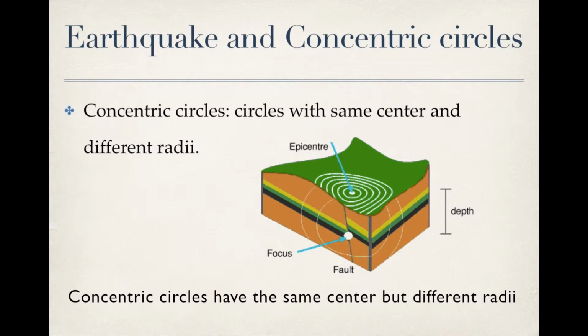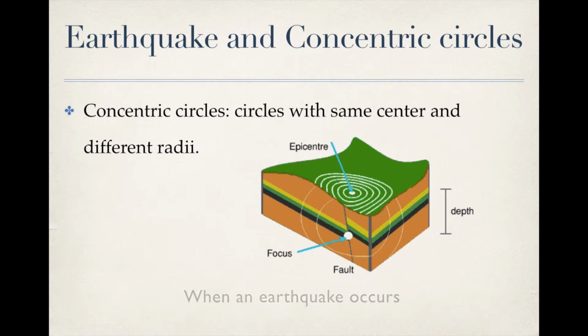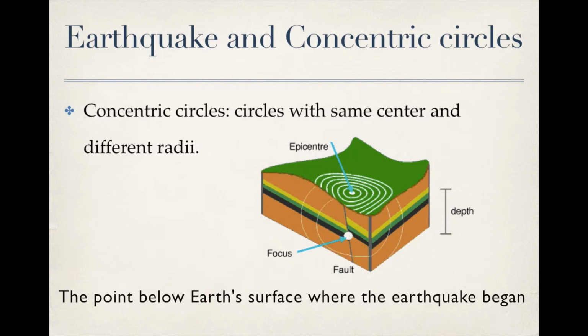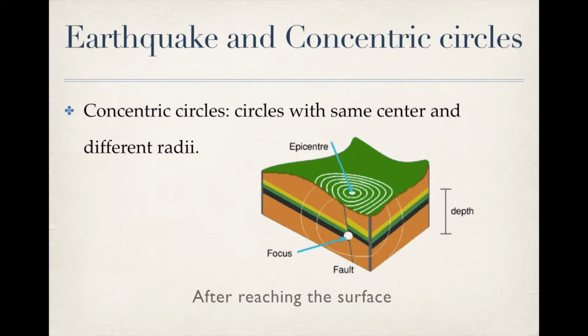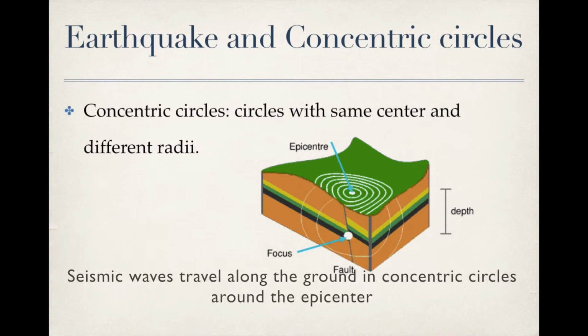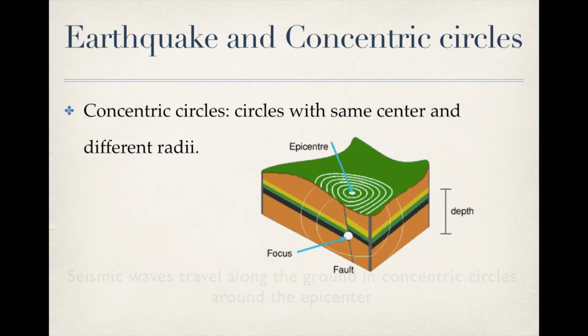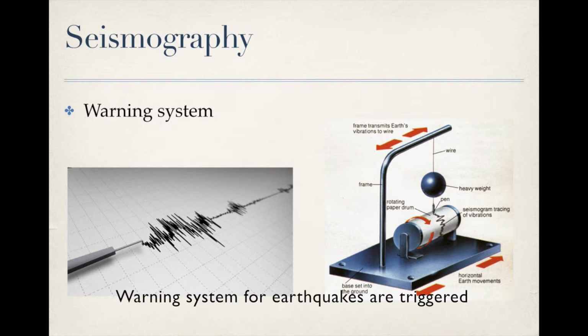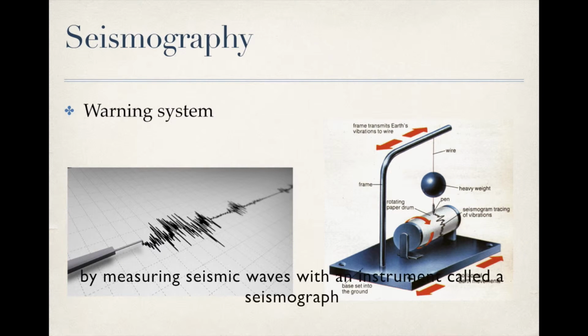Concentric circles have the same center but different radii. When an earthquake occurs, various kinds of seismic waves radiate in roughly concentric circles from the focus, the point below Earth's surface where the earthquake began. After reaching the surface, seismic waves travel along the ground in concentric circles around the epicenter, the point on Earth's surface above the focus. Warning systems for earthquakes are triggered by measuring seismic waves with an instrument called a seismograph.